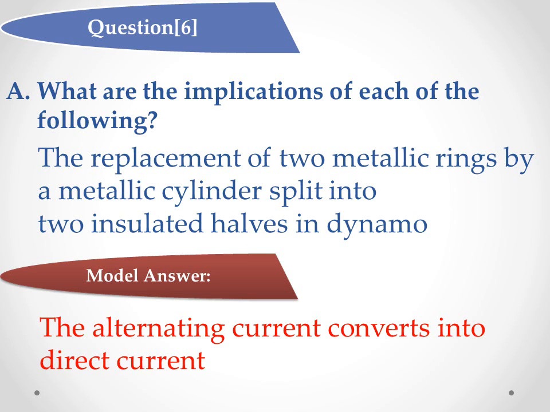Question 6. A. What are the implications of each of the following? The replacement of two metallic rings by a metallic cylinder split into two insulated halves in a dynamo. Model answer. The alternating current converts into direct current.